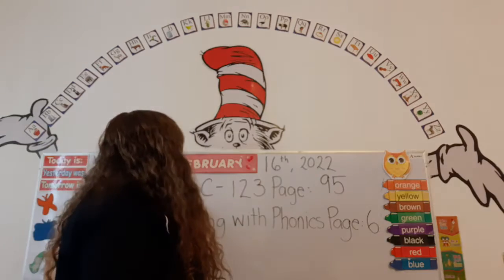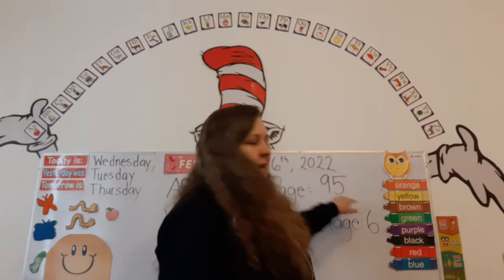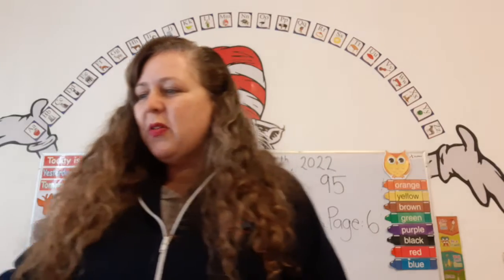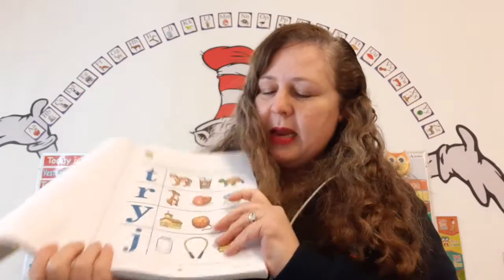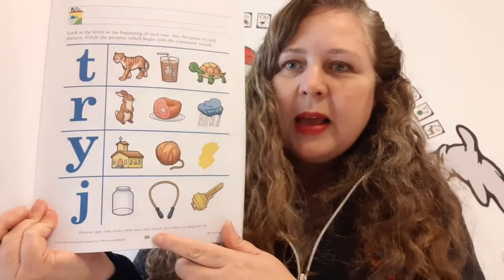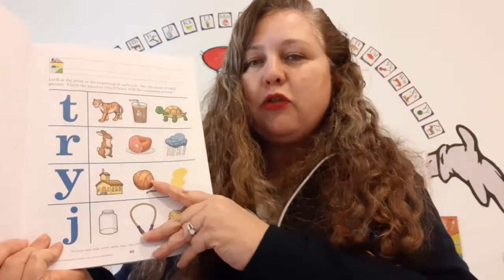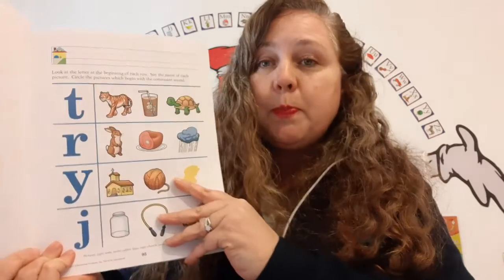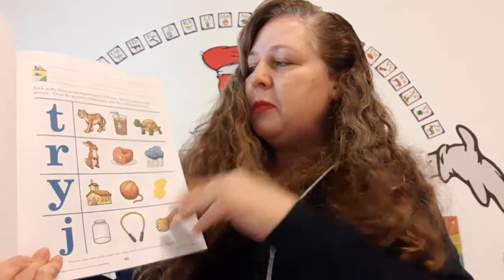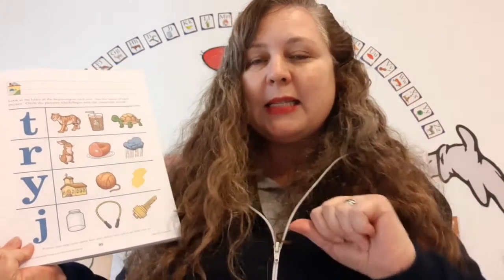Now, it says up here, ABC 1, 2, 3, page 95. Wow, you guys are making such great progress. So we're going to open up to ABC 1, 2, 3, page 95. Here we go. And we're going to write our name nice and neatly at the top of the page. And it says, look at the letter at the beginning of each row. Say the name of each picture. Circle the pictures which begin with the consonant sound. The first one that you hear, okay?